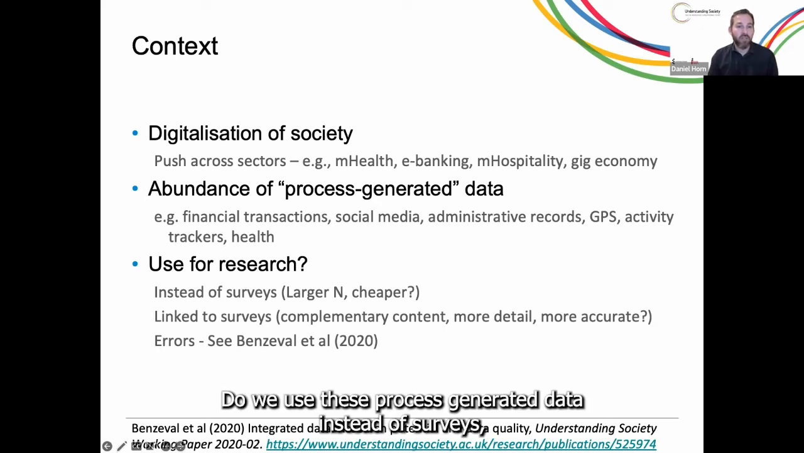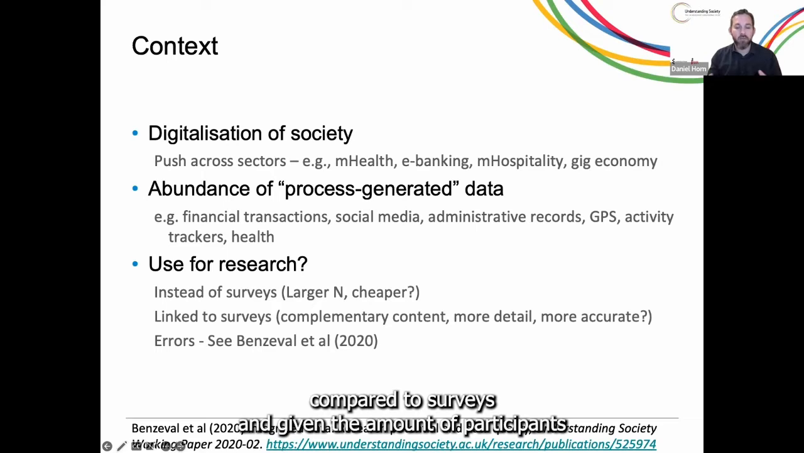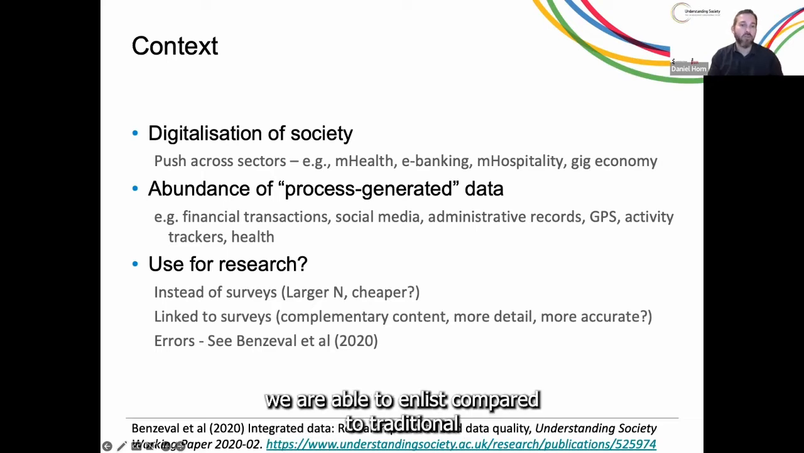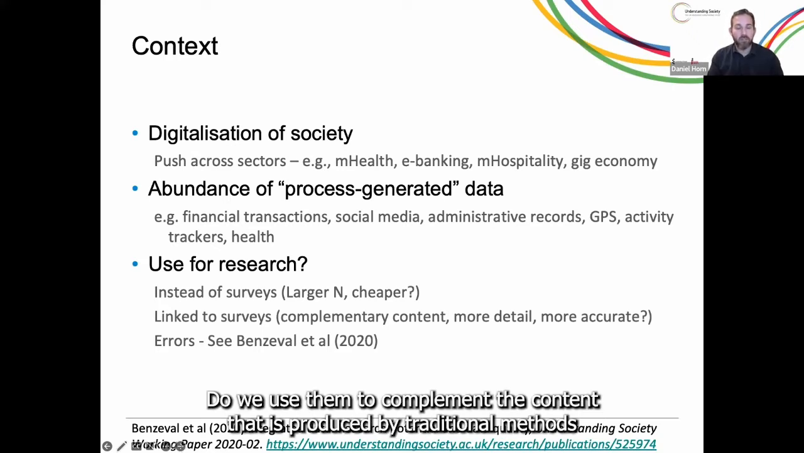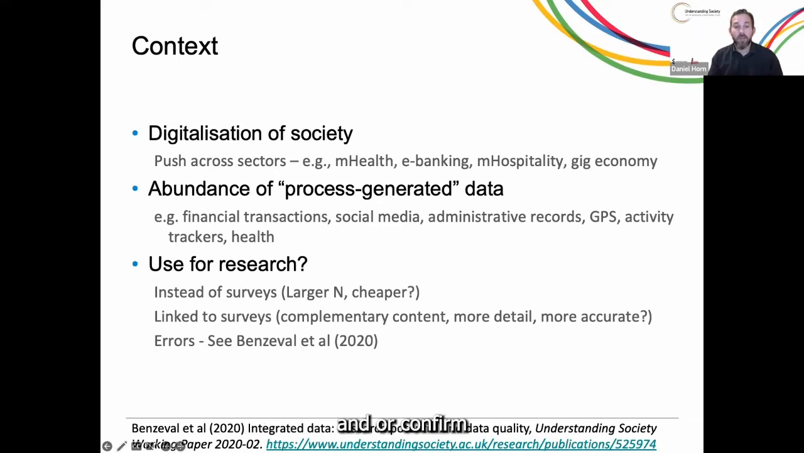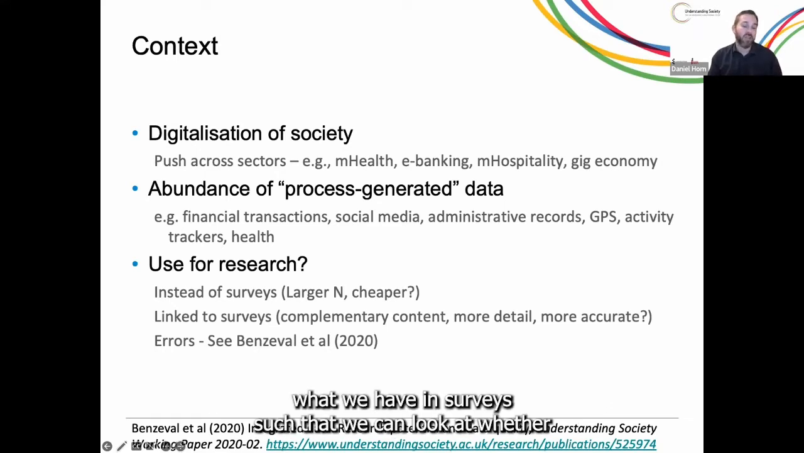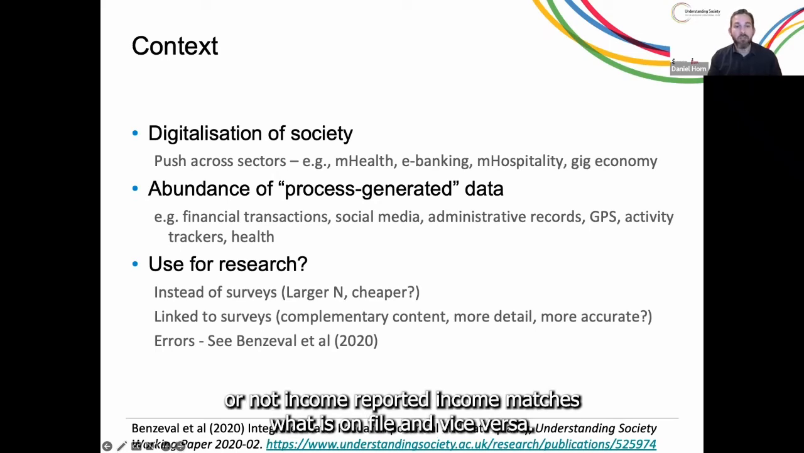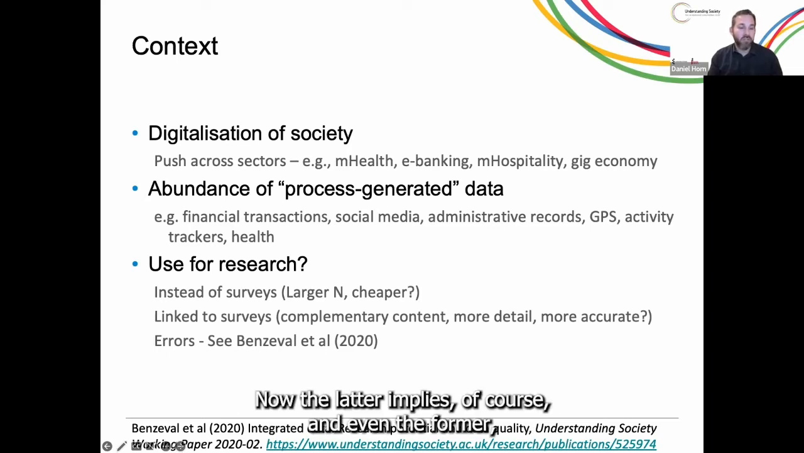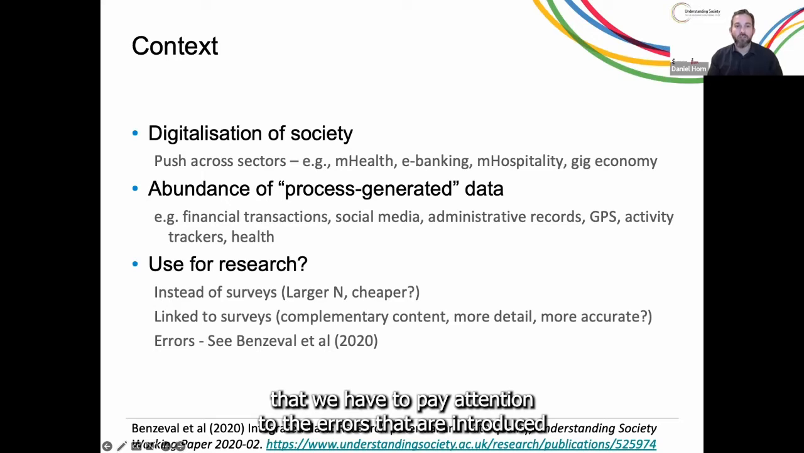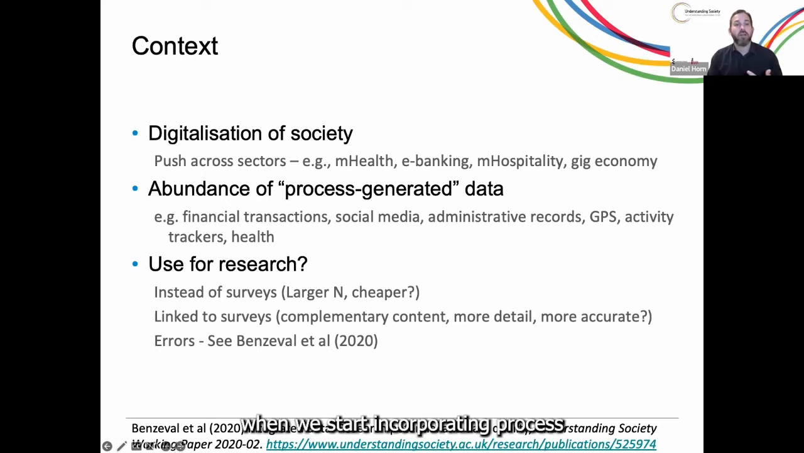Do we use these process-generated data instead of surveys, given how cost-effective they are compared to surveys, and given the amount of participants we are able to enlist compared to traditional cross-sectional longitudinal surveys? Or do we link these to surveys? Do we use them to complement the content that is produced by traditional methods and confirm what we have in surveys, such that we can look at whether or not reported income matches what is on file and vice versa? Now, the latter implies, of course, and even the former, that we have to pay attention to the errors that are introduced when we start incorporating process-generated data into our survey work and into analysis.